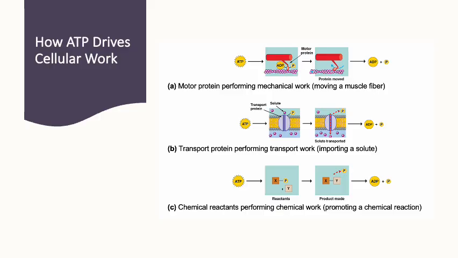ATP powers three main types of cellular work. First, it supports chemical work such as building proteins and other complex molecules. Second, it enables transport work, moving ions and molecules across cell membranes against their concentration gradient. And third, it drives mechanical work, including muscle contractions and the movement of cellular structures. In each case, ATP couples energy release to a specific task, ensuring that energy is not wasted and that cellular activities remain tightly regulated.